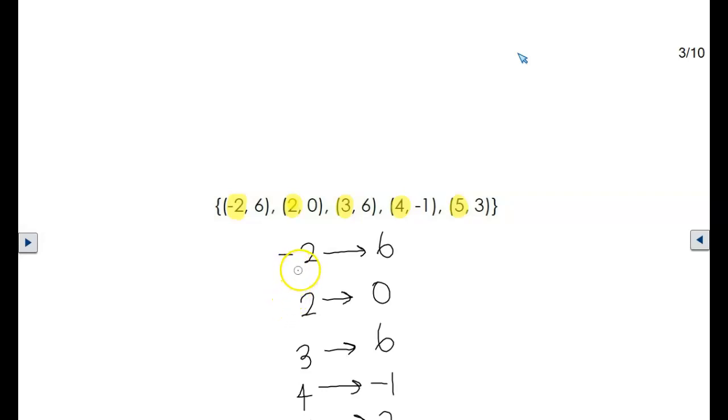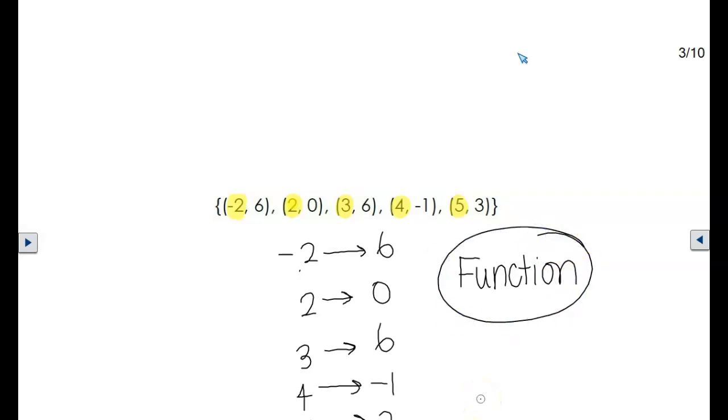So what I have is a one-to-one connection, and that's what I want. So this particular example is a function. These connections would represent a function because I don't have any one-to-manys. Each particular x is connecting with exactly one y value and only one y value. So that makes this a function.